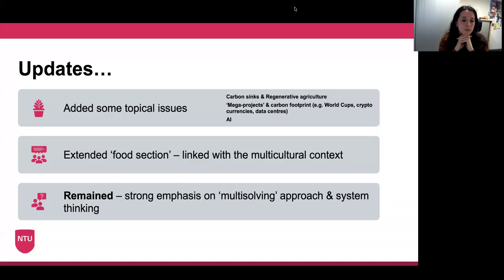We still have the strong emphasis on the multi-solving approach, still have a strong emphasis on systems thinking, and of course, as the ethos of the Carbon Literacy Project, a strong emphasis on solutions. So rather than drive our attendees into desperation, we always finish with the positive. The last section of the training is about the solutions and the co-benefits, and how you can implement those actions in your community.